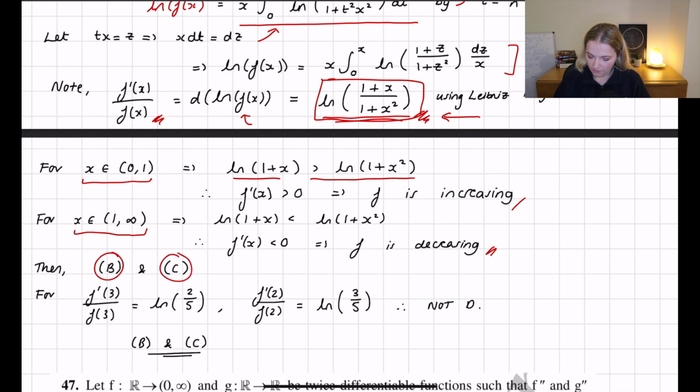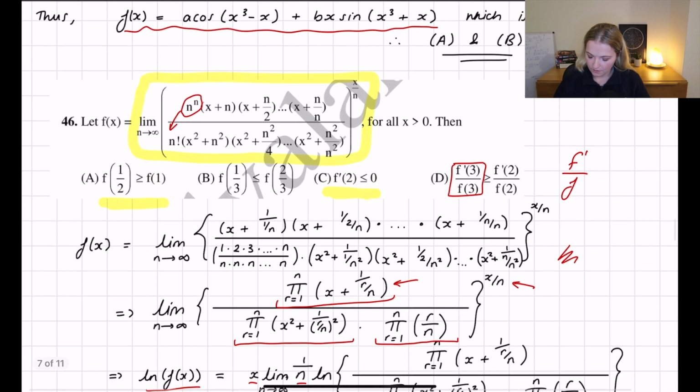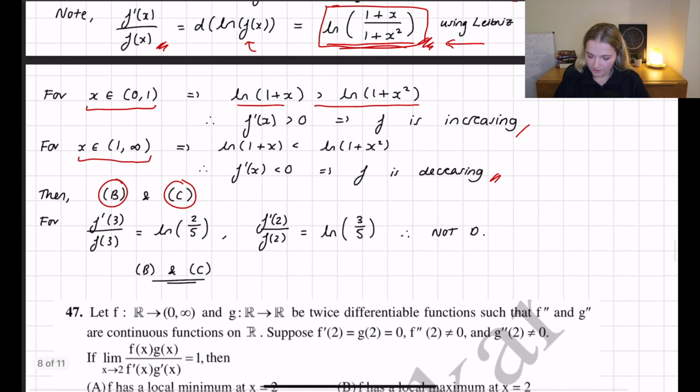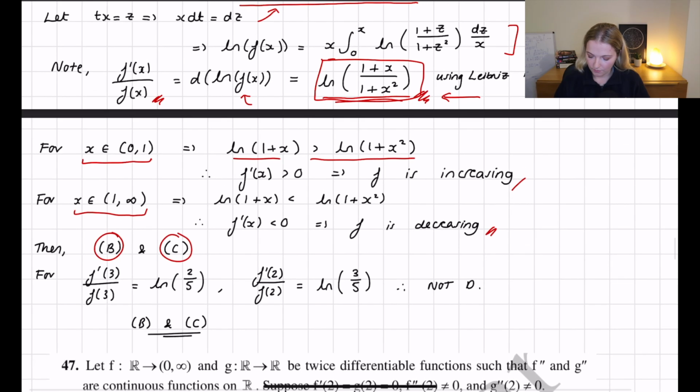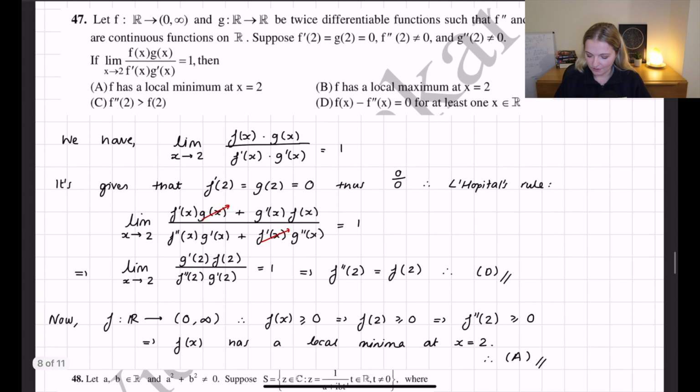Now, the final part of the question asks you to evaluate f prime of 3 over f of 3 and see if that's greater than f prime of 2 over f of 2, as seen here. And if you do that, you just add in the values and you have log of 2 over 5 and log of 3 over 5, so it's not D if you evaluate those two sides. Okay, so this question just gives you B and C. Cool. Okay, we are on to question 47.